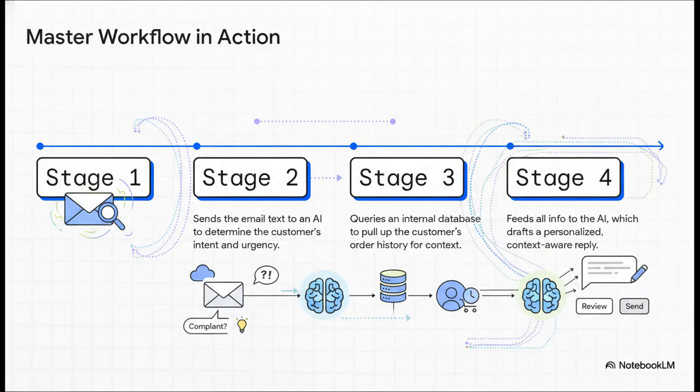Okay, check this out. What you're seeing here is basically a complete, intelligent customer support agent built as a workflow. So, stage 1, the workflow kicks off when a new customer email arrives and it scans the text. Stage 2, it shoots that email text over to an AI to figure out the intent and urgency. Is this person angry or are they just asking a simple question? Stage 3, it then automatically looks up that customer's order history in an internal database to get some context. And finally, stage 4, it takes all of that information, the email, the AI's analysis, the order history, and feeds it back to the AI, which then drafts a perfect, personalized, and context-aware reply. All that's left is for a human to give it a quick look and click send.